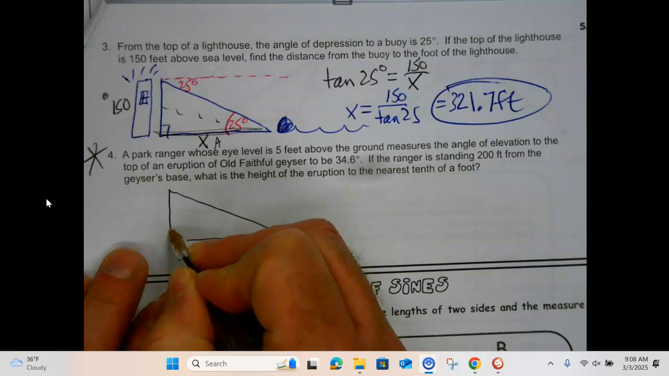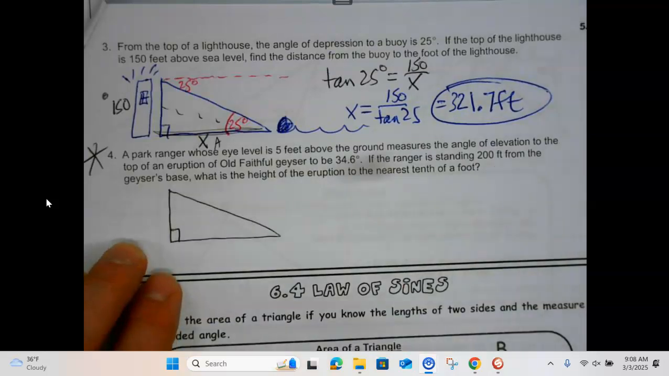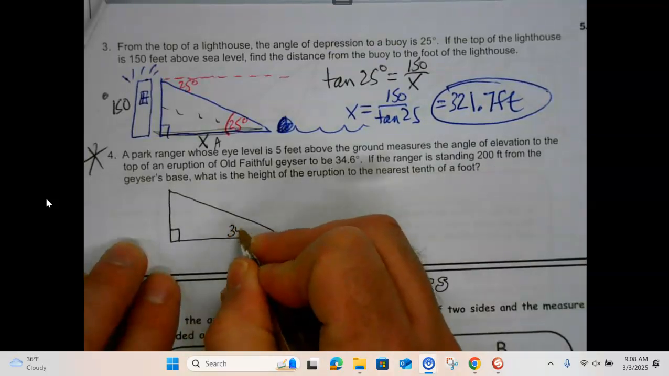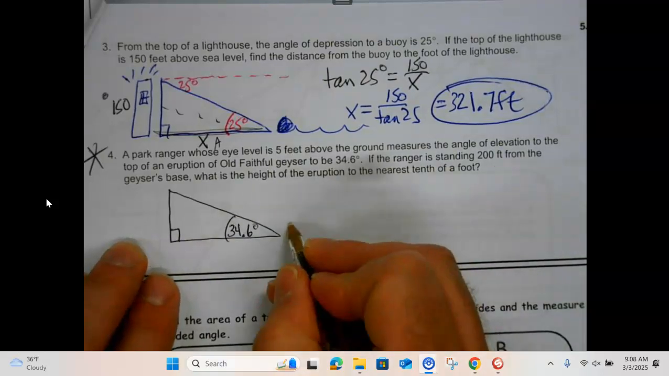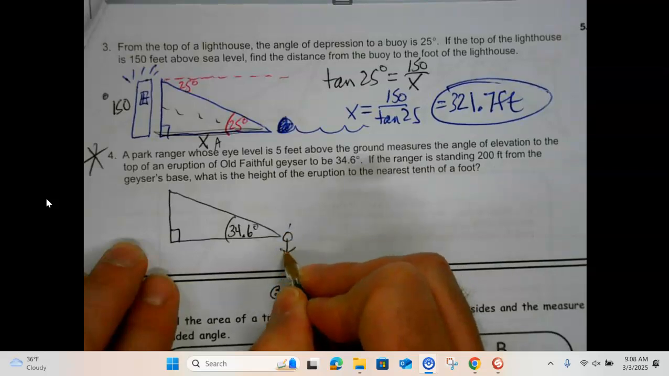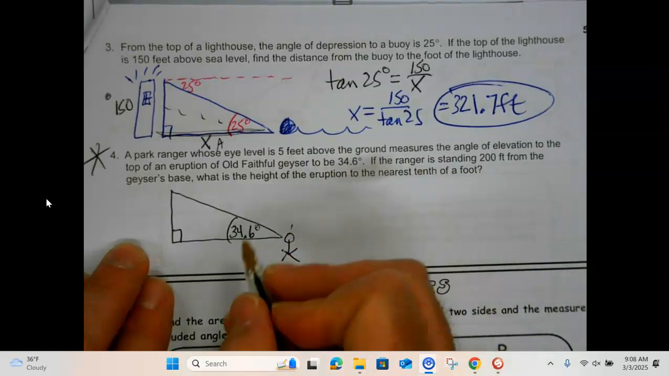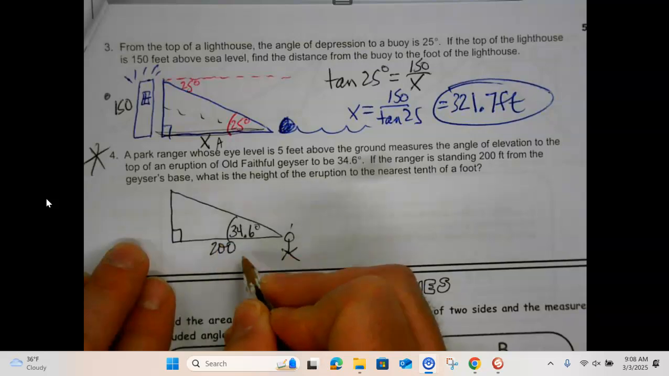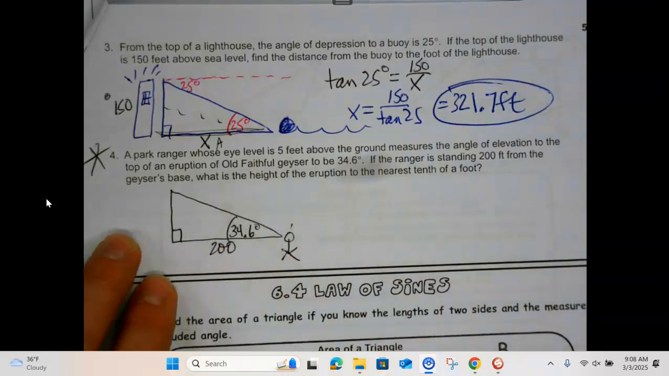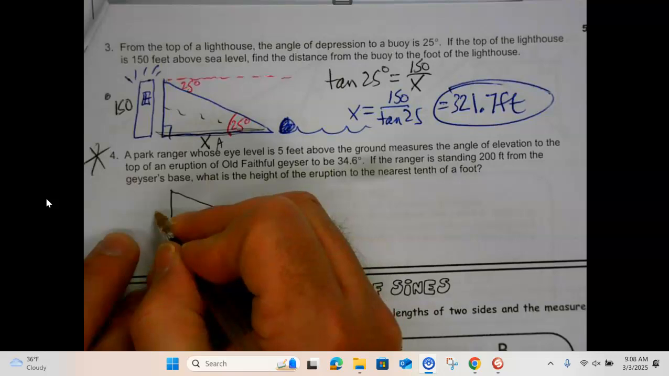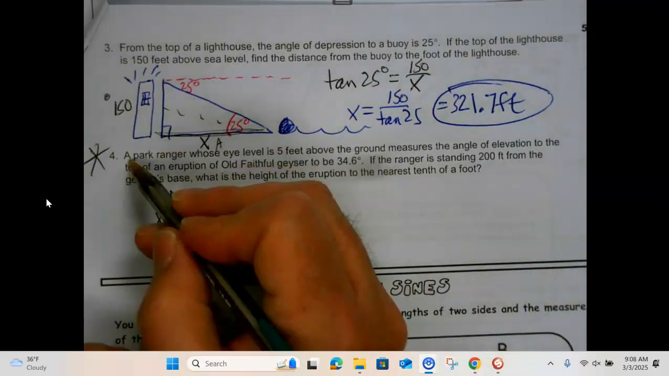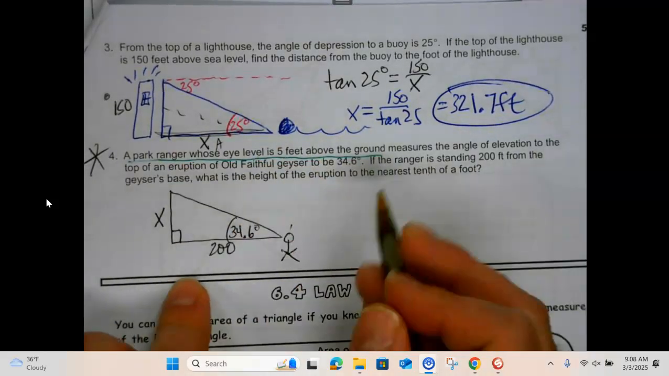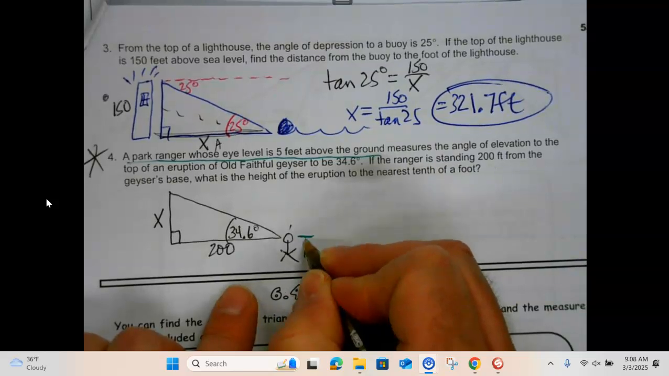So here's where life gets a little more interesting. So they got an angle of elevation. The ranger, doing that for a purpose, is standing 200 feet from the base. What is the height of the eruption to the nearest tenth of a foot? Okay. Suggestions from me. A park ranger whose eye level is 5 feet above the ground. Okay.